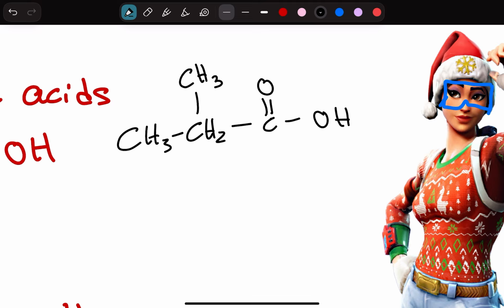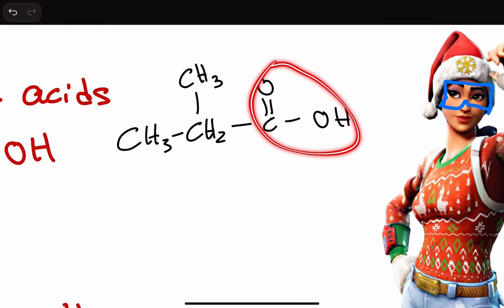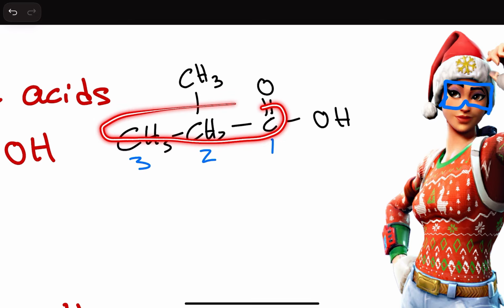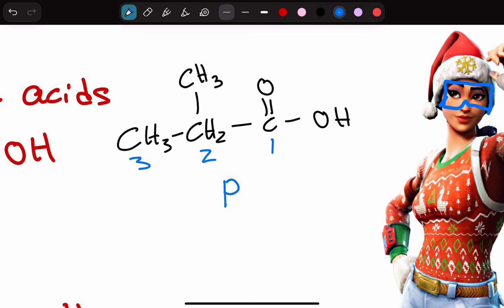Where do we begin? We're gonna start by identifying the longest carbon chain. We have 3 carbons, so let's start by numbering them, similar to the alcohol and the carbonyl groups. We're gonna start numbering closest to the carboxylic group. So this would be number 1, this would be number 2, and this would be number 3. Since it has 3, we know that it's going to be a propane chain, but we said we're going to change the E and add oic acid.